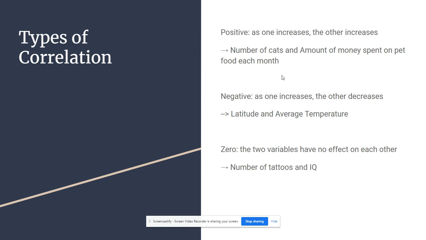But at the same time, in general, because the point of data collection and prediction, the point of correlation is to talk about in general. In general, the more pets you have, the more pet food you buy, the more money you spend on the pet food. So that's a positive correlation.